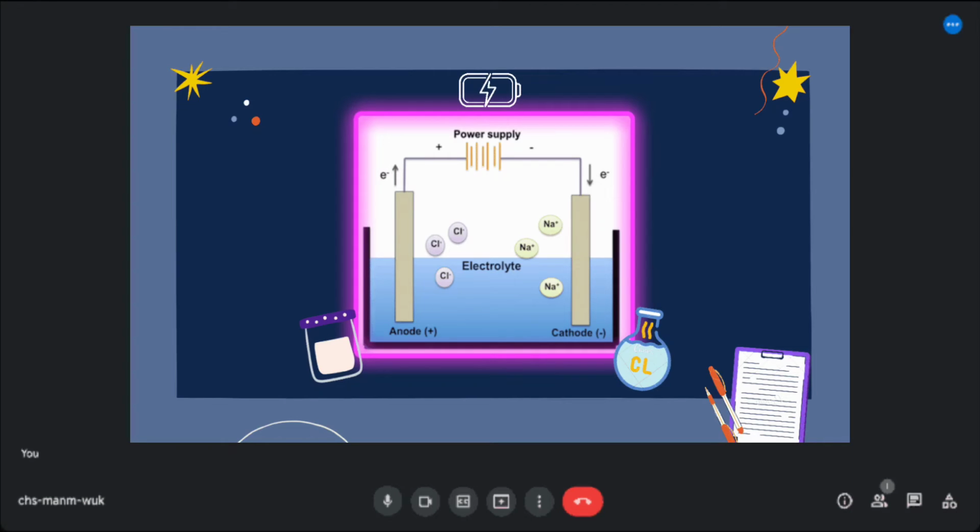So about electrolysis. If a liquid solution contains free-moving ions or electrically charged particles, like in the example, it is called an electrolyte. And any chemical reaction resulting from the passing of electricity in an electrolyte is called electrolysis.